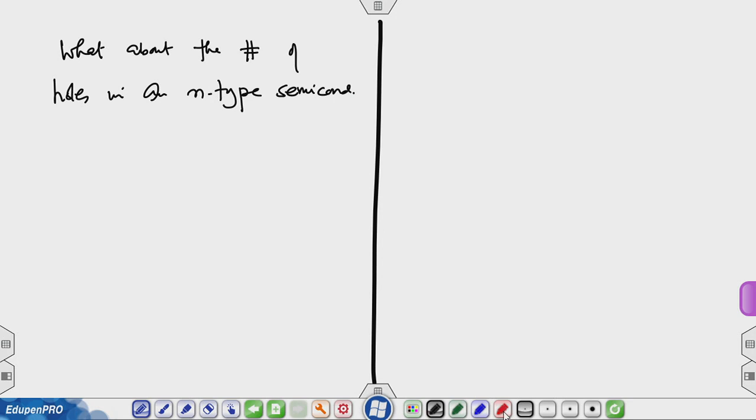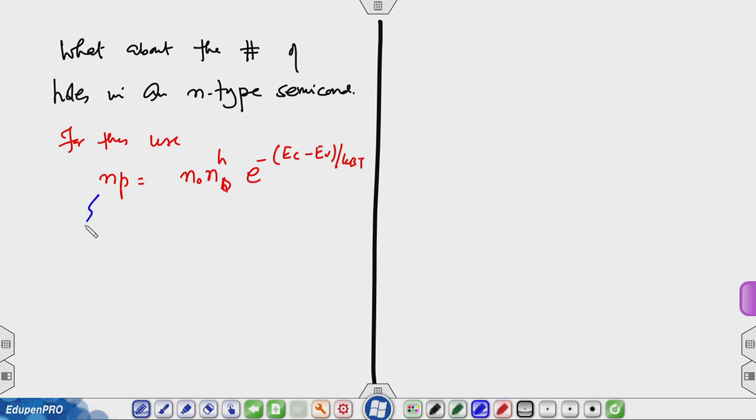So, for this use n p equals N_0 h N_0 e raised to minus (E_c minus E_v) over k_B T. We have already calculated n or p, and you can calculate the other number. So, I will just stop here on this.